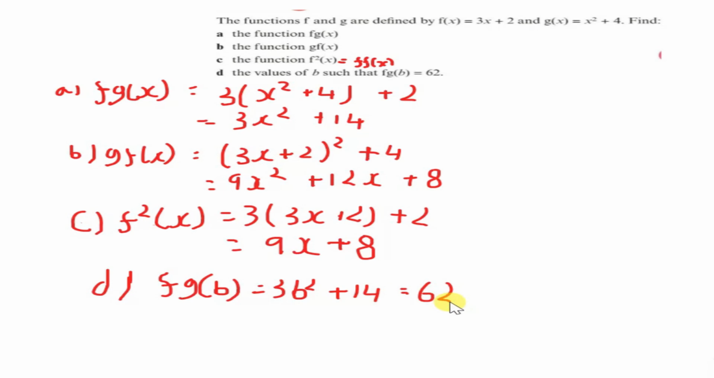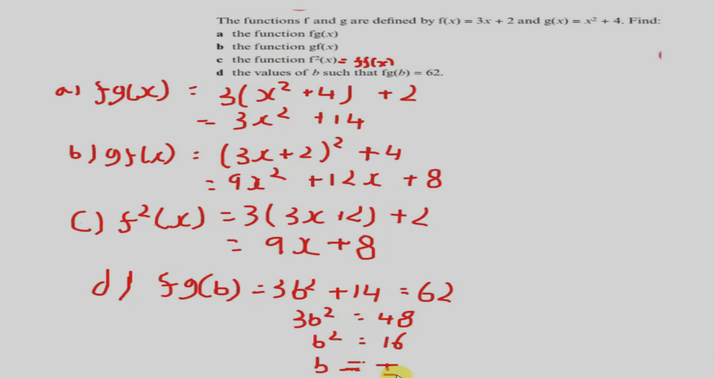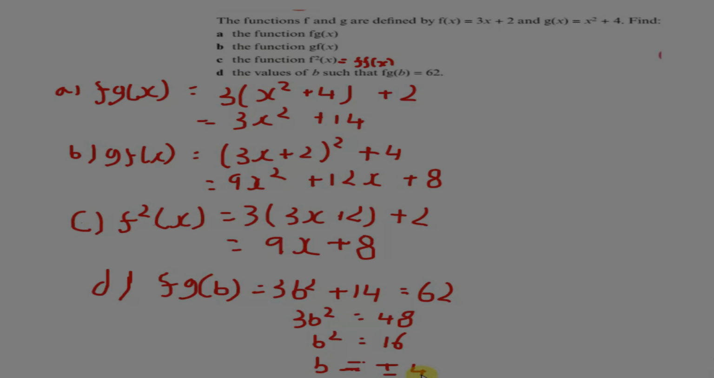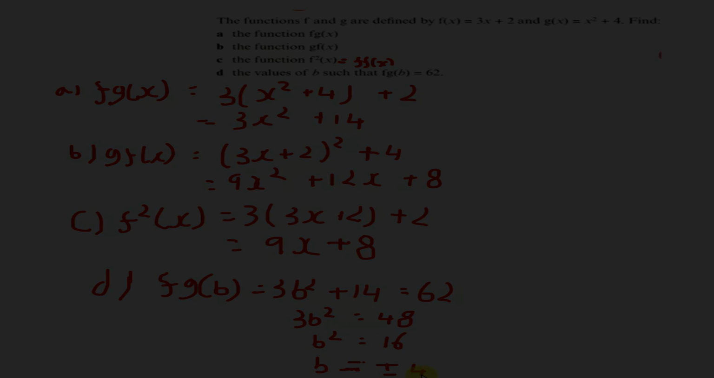Okay, now rearranging, we can minus 14 from both sides, so we're left with 3b squared equals 48. And then we divide by 3, so we're left with b squared equals 48 divided by 3, which is 16. And then we can square root both sides, so we're left with b equals, oops, sorry, my pen's just gone off a bit there, so b equals plus or minus 4. Okay, so I hope composite functions make a bit more sense to you now.